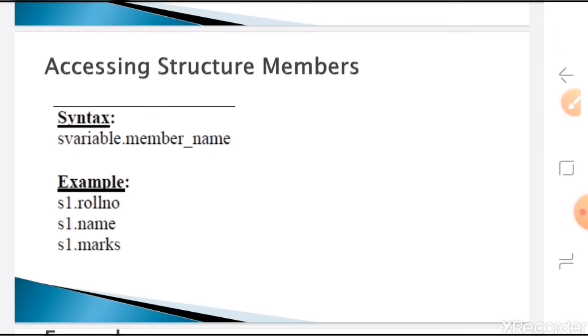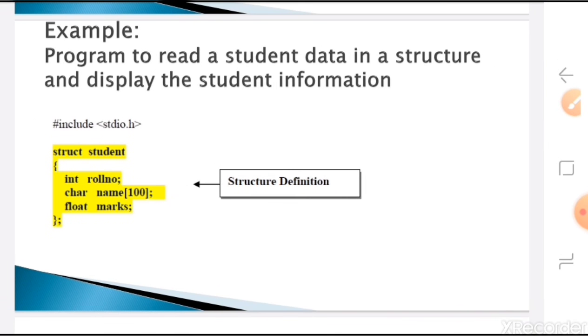Okay, we'll see one example for this. Here we will write a program that reads student data. The data we are taking is a roll number, name, and marks, three things. That will be stored inside a structure variable, and then we'll display the data from that structure variable.